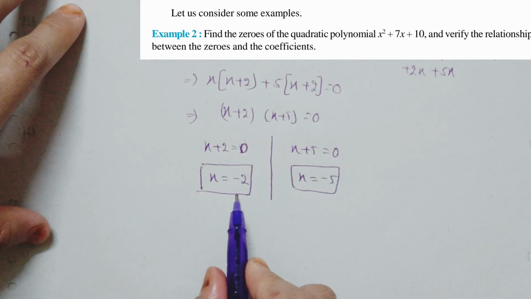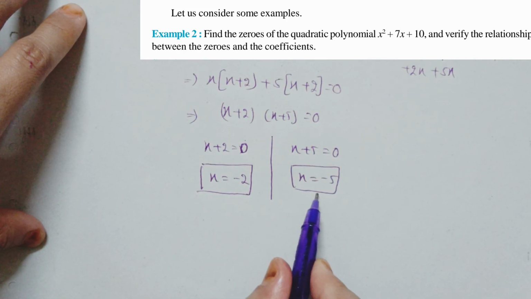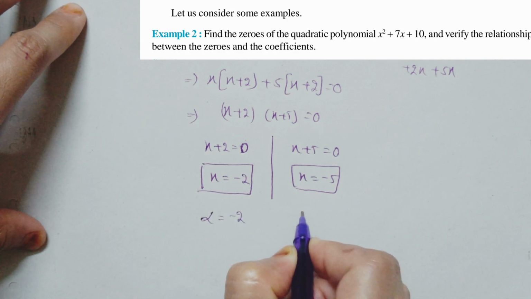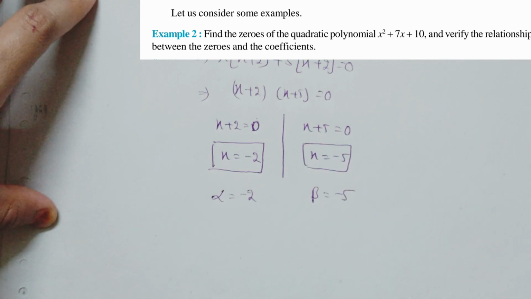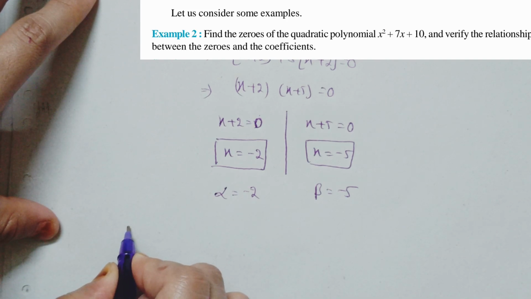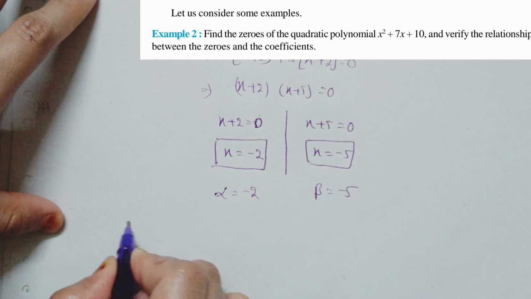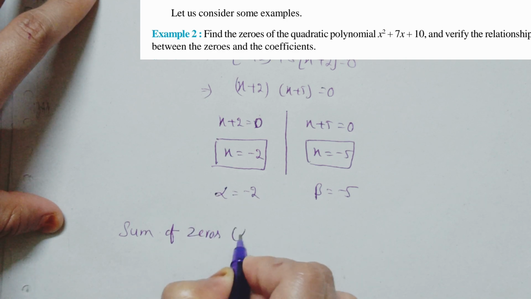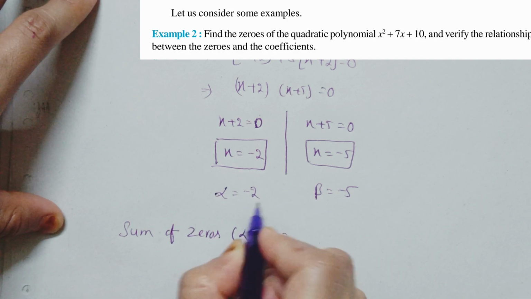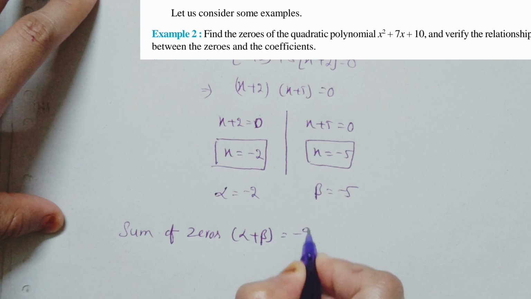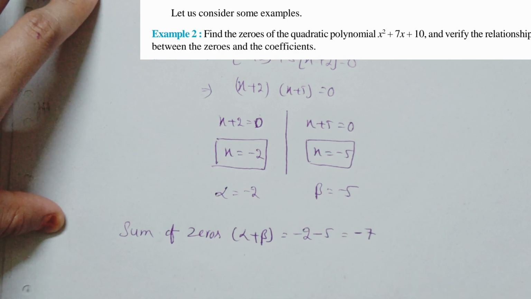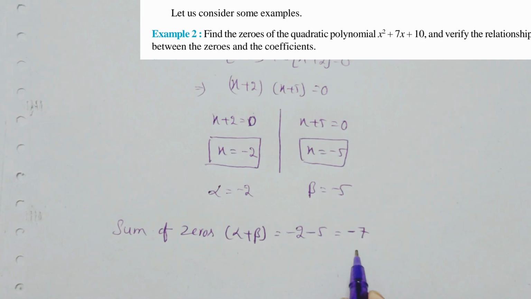Here this is treated as alpha and this is treated as beta. So alpha equal to minus 2 and beta equal to minus 5. Now what we have to do? We have to find out the sum of alpha and beta. Sum of zeros, alpha plus beta, equal to minus 2 minus 5, which is minus 7. This is the answer for the sum of zeros.